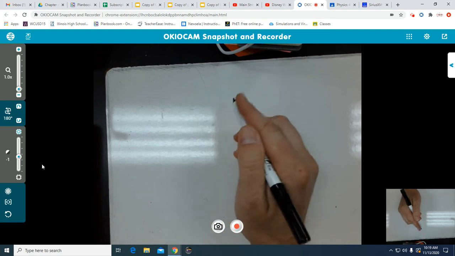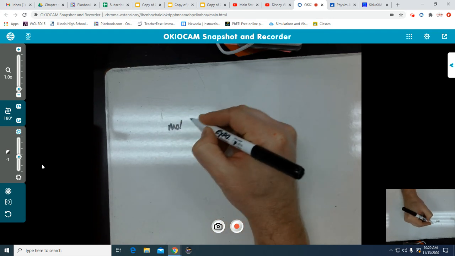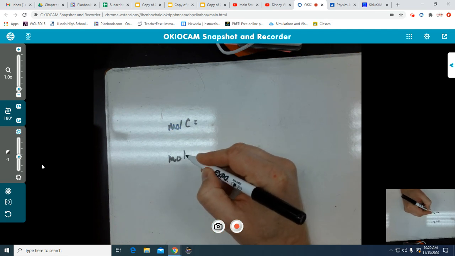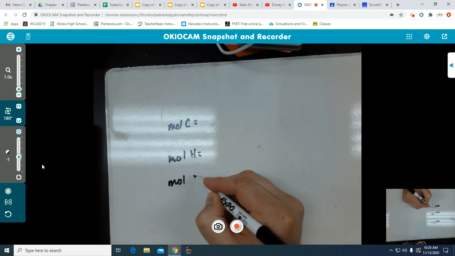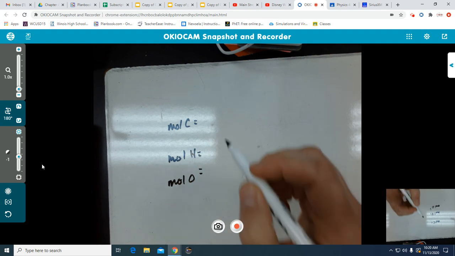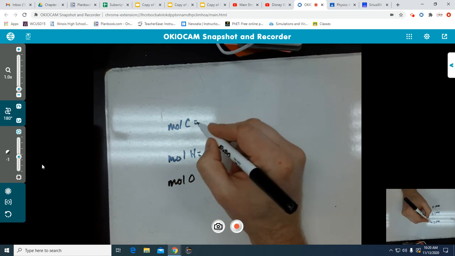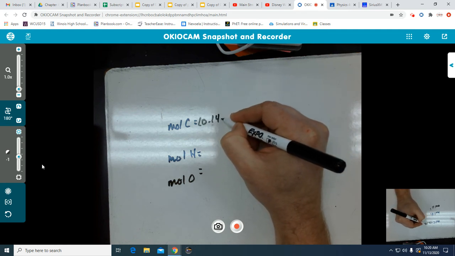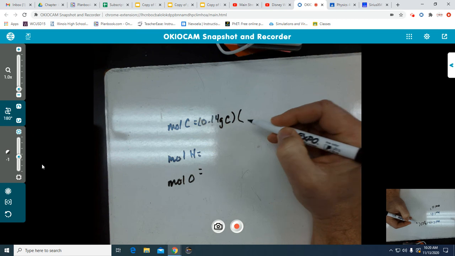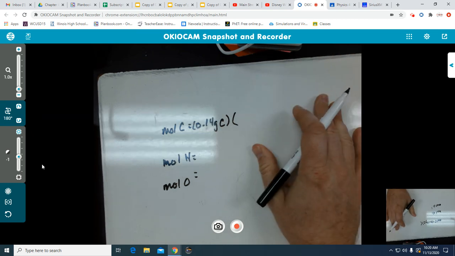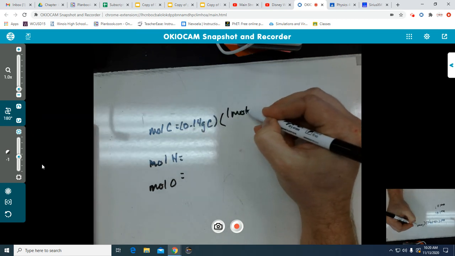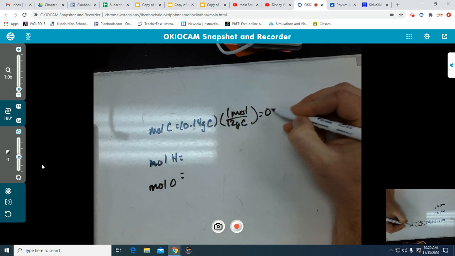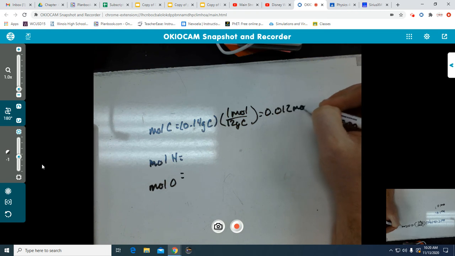So let's start off with moles of carbon, moles of hydrogen, and moles of oxygen. In terms of moles of carbon, we calculated in the first part that we have 0.14 grams of carbon. We then use the molar mass of carbon, which is 12 grams, and we get 0.012 moles of carbon.